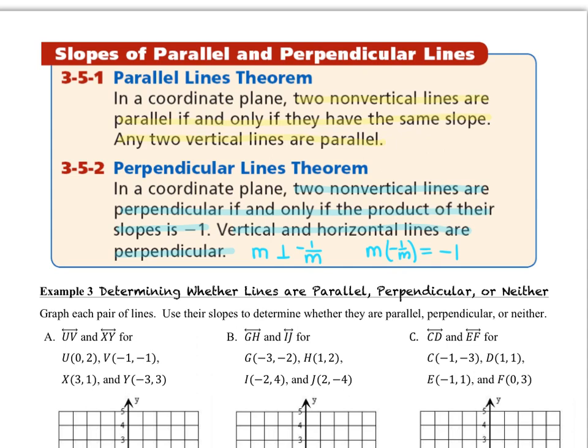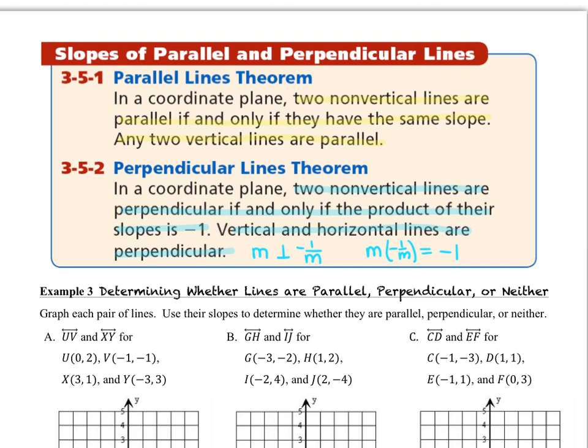The perpendicular lines theorem tells us that we can multiply the two slopes together. If we get a -1, we know that they are perpendicular. If we don't get a -1 and they have the same slope, we know that they're parallel. Anything else means that they intersect but are not perpendicular to one another.